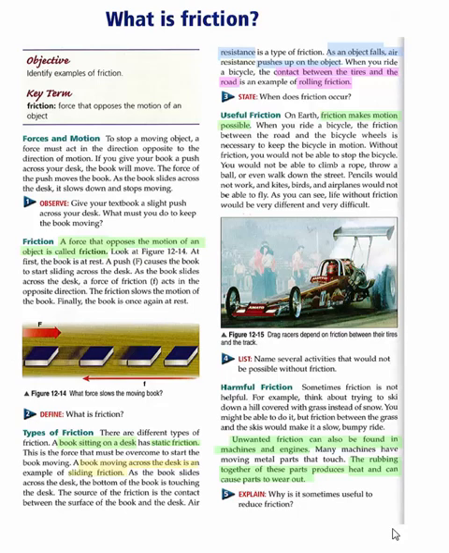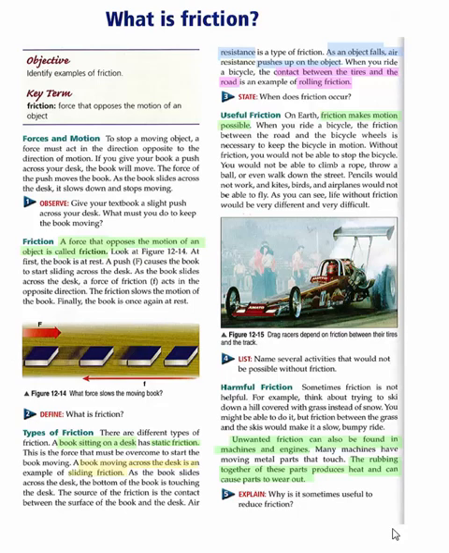Useful friction. On Earth, friction makes motion possible. When you ride a bicycle, the friction between the road and the bicycle wheels is necessary to keep the bicycle in motion. Without friction, you would not be able to stop the bicycle. You would not be able to climb a rope, throw a ball, or even walk down the street. Pencils would not work, and kites, birds, and airplanes would not be able to fly. As you can see, life without friction would be very different and very difficult.